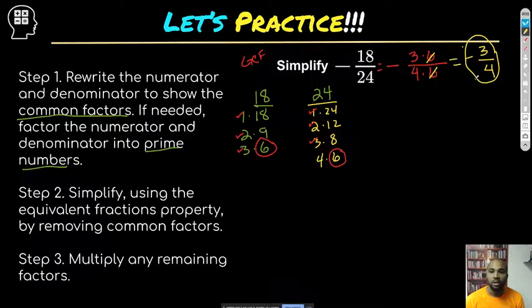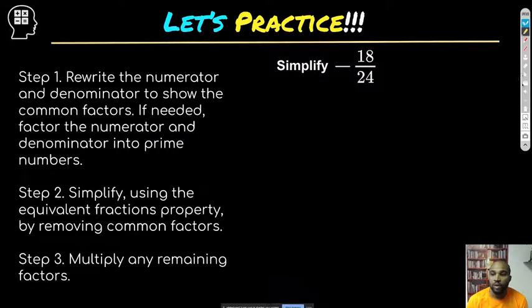And that's it. So what did we just do? So recap. We took the numerator and denominator and we found the greatest common factor they have. We broke it into those common factors. We saw 6. They both have a 6, so we said 3 times 6 and 4 times 6. And we saw that we can just eliminate 6 on top and bottom because 6 divided by 6 is just 1. And we got our reduced fraction, 3 over 4, or negative 3 over 4.